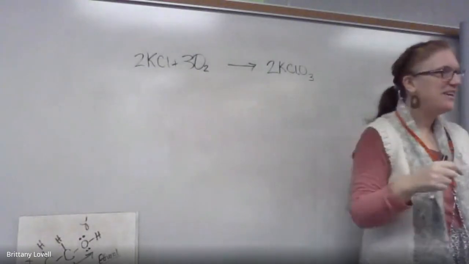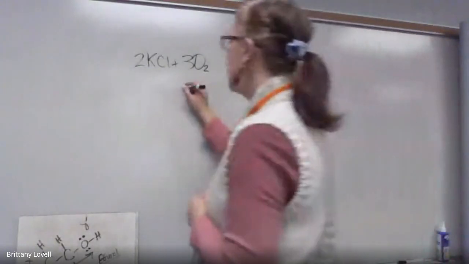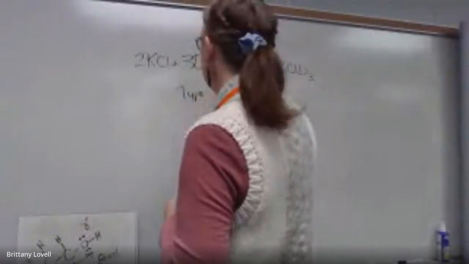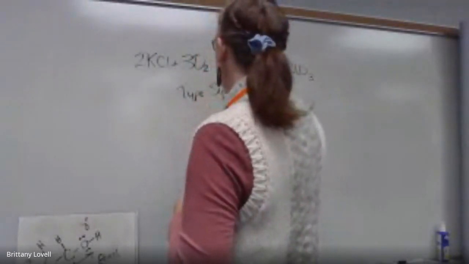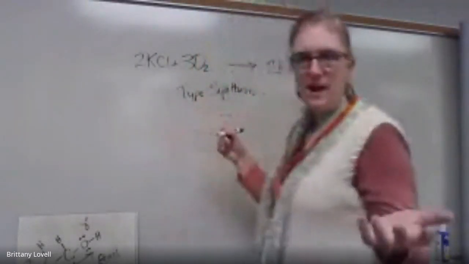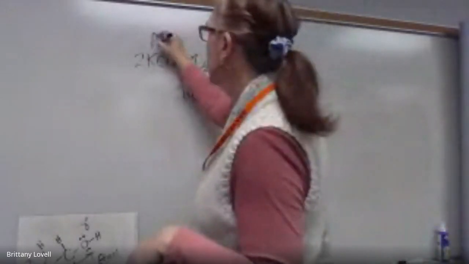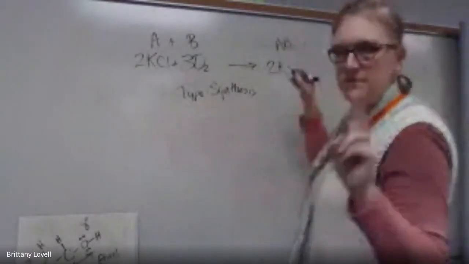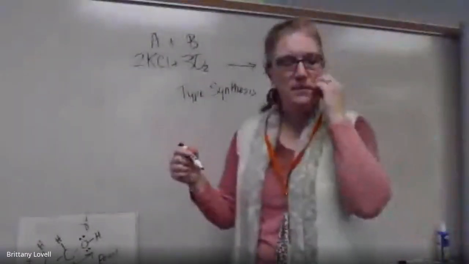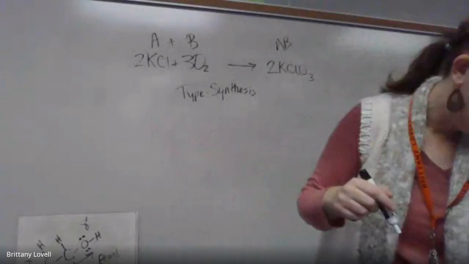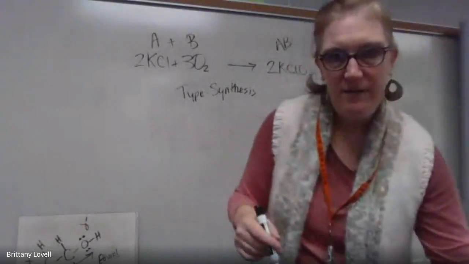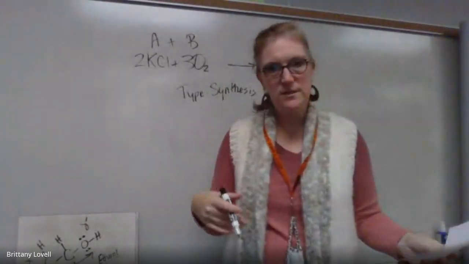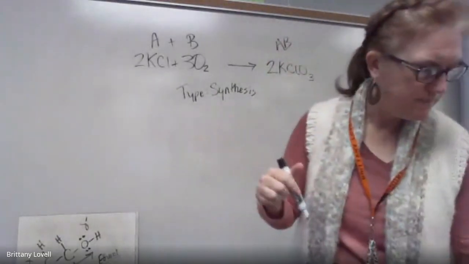So by the way, though, what kind of reaction does this look like? Synthesis. Very good. Nice job. So the type is synthesis. And we know that because you have A plus B yields AB. You have 2 things that would make 1. Okay. All right. And that would be it on number 5. It's just asking you to write the balanced equation, give the type, and that's it.